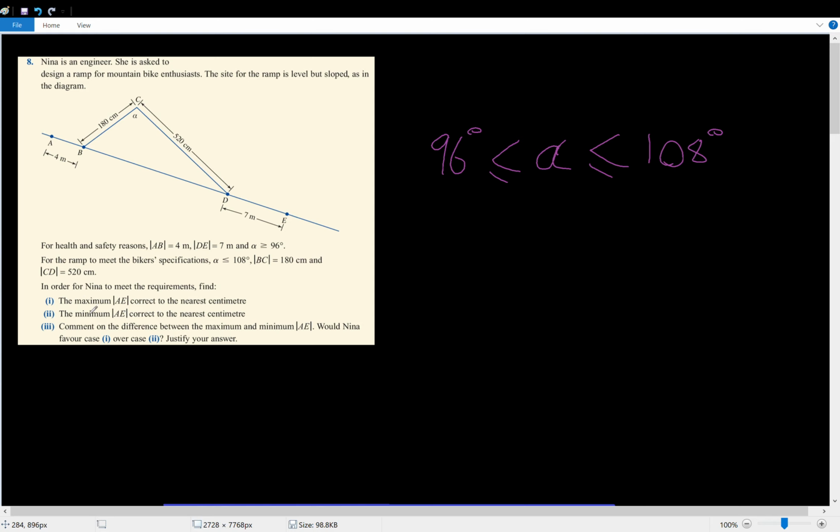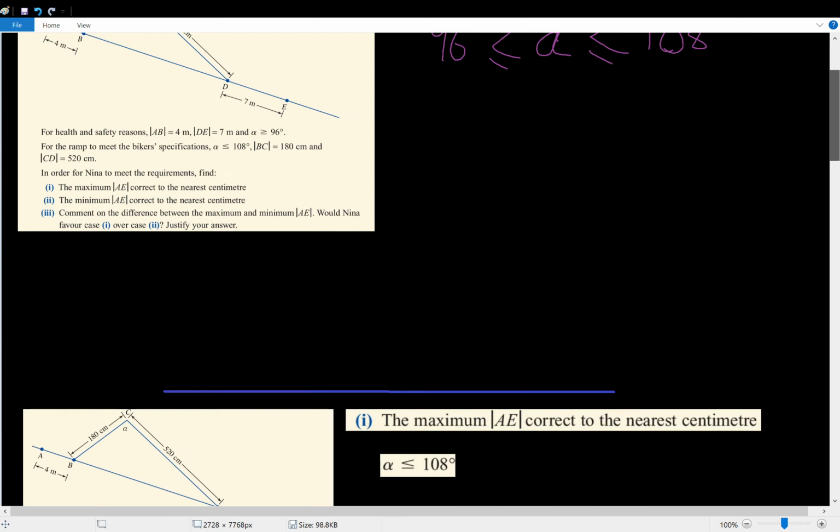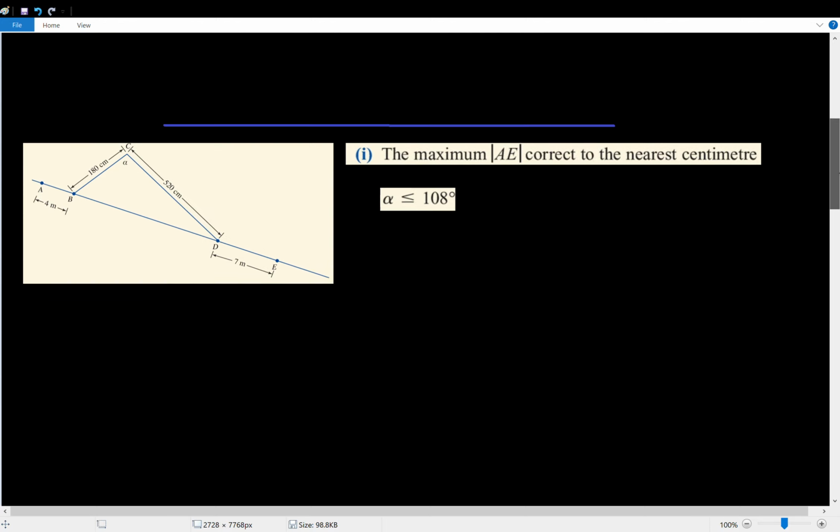And then the same reasoning is going to work for the minimum. For the minimum distance from A to E, we want alpha to be as small as possible, because that'll mean that the distance from B to D will be as small as possible. So we're going to take the minimum value for alpha, which is 96 degrees, and we're going to find out those two differences. So let's go through that now. So here we've got part 1.